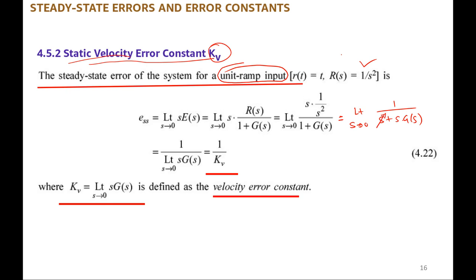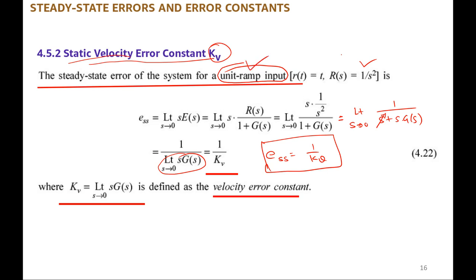So what I am left with is limit s tending towards 0, s into g of s. The same thing has been written: 1 divided by limit s tending towards 0, s into g of s. So this entire thing I will replace by the velocity error constant, Kv. It means I came to know that the steady state error is 1 by Kv whenever the system is subjected to unit ramp input.